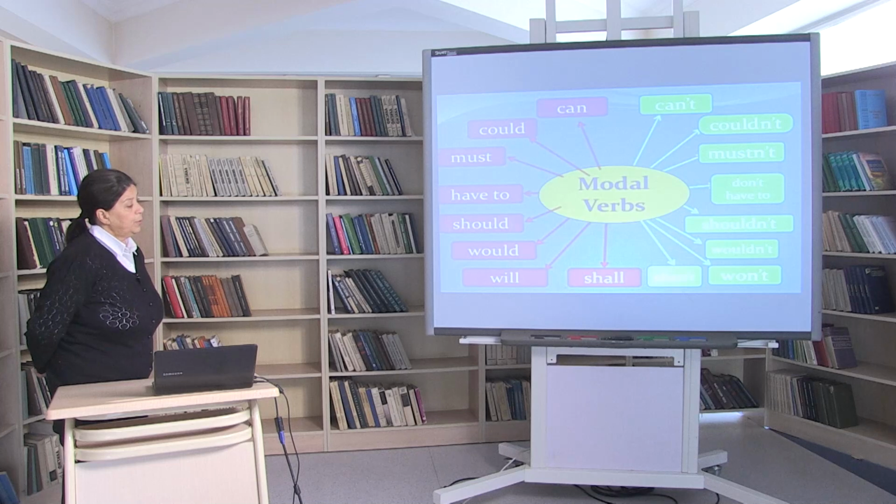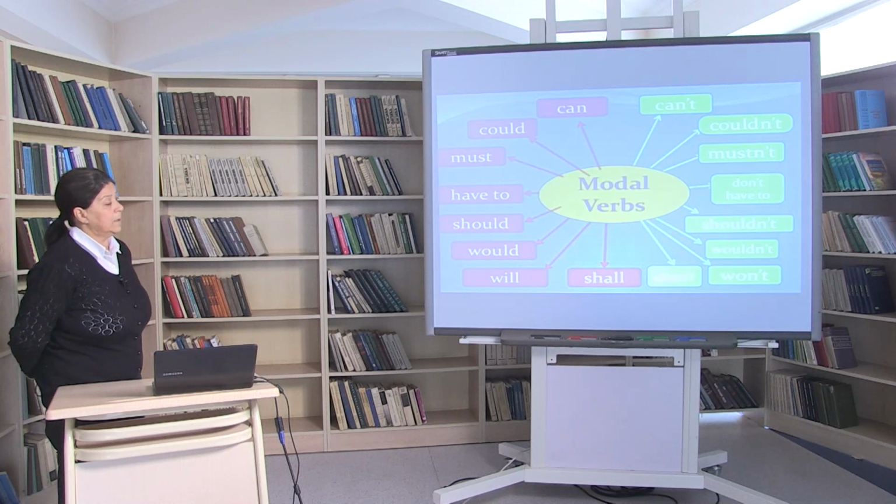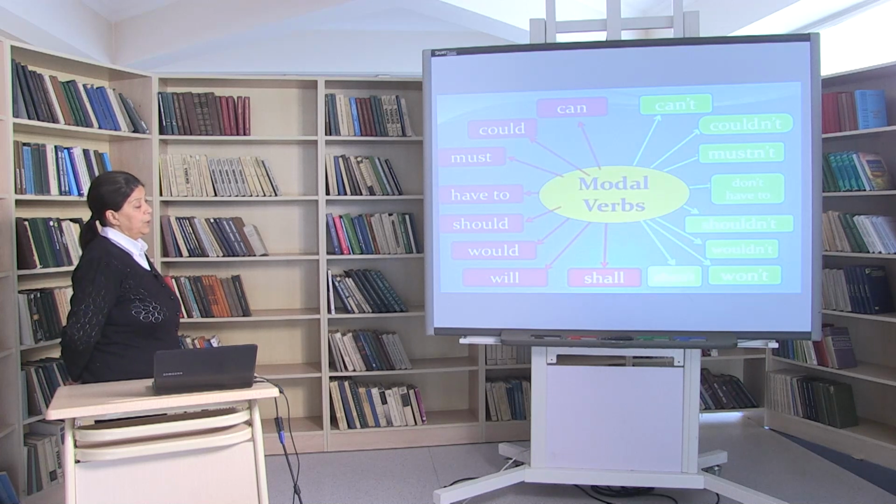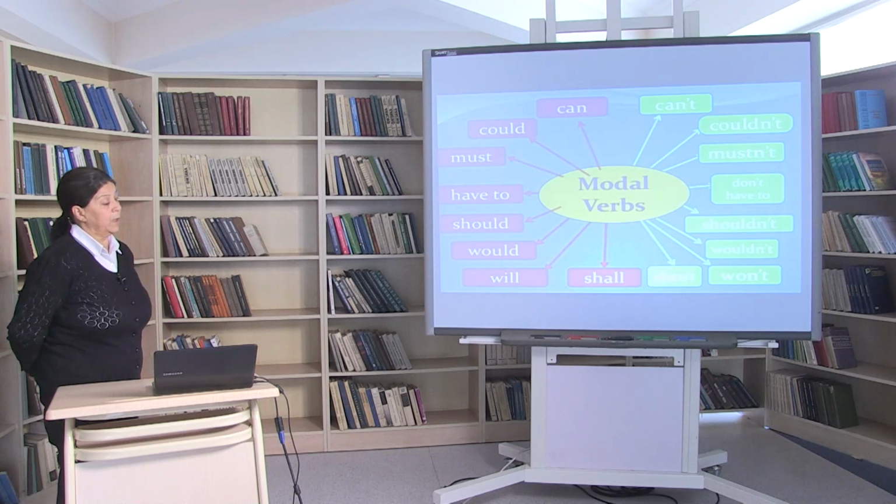And would is used as a modal verb and it is translated into the Azerbaijani language as "ardı, erdi". For example, when I lived in Baku, I would visit my relatives very often.